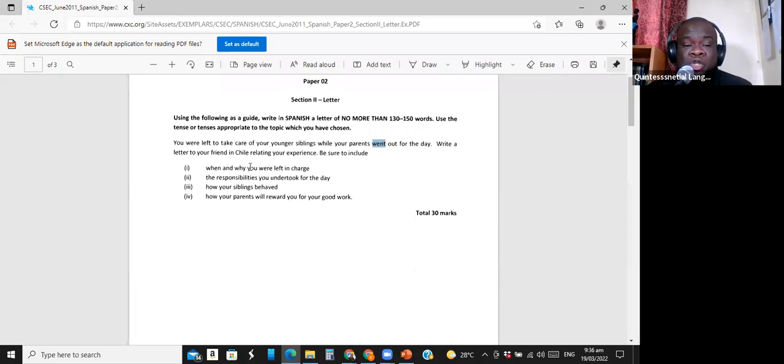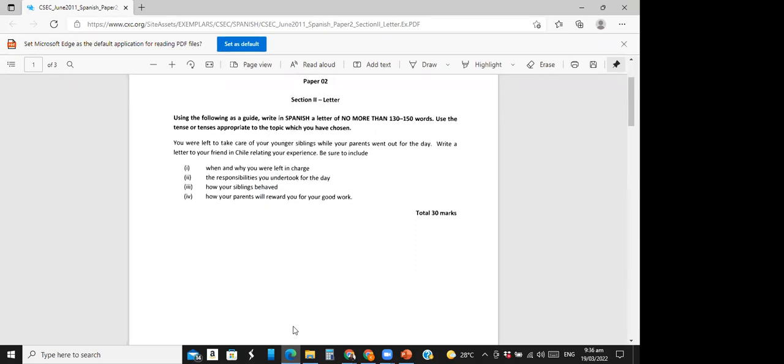So look at the instructions, when and why you were left in charge, past tense, left. So that means you're using the preterite. The responsibilities you undertook, past tense of undertake, undertook, right? For the day, preterite tense being used. How your siblings behaved, past tense again. But look at this, how your parents will reward you for your good work. Once we see will do something, we know that's future tense. That is the cue for future tense.